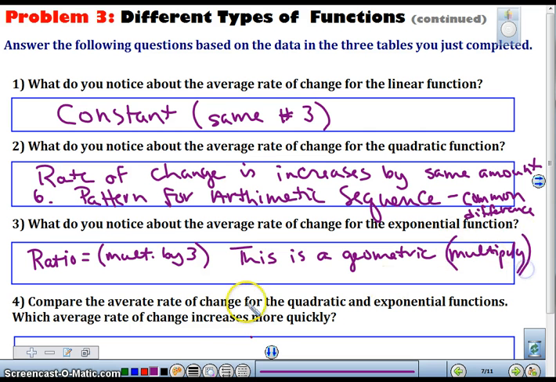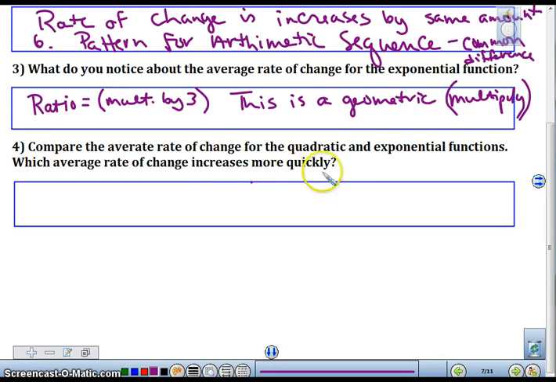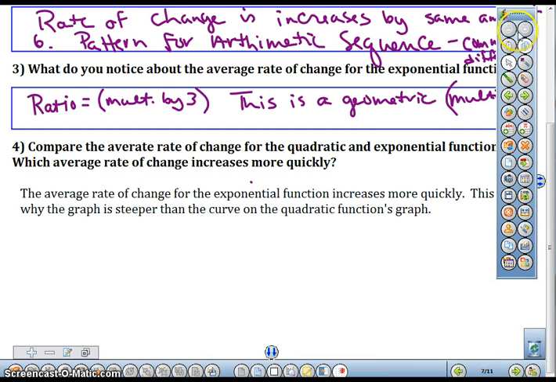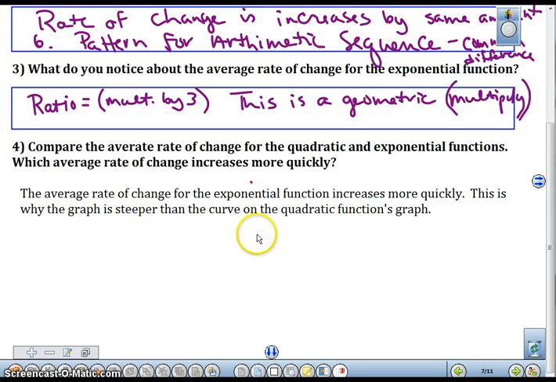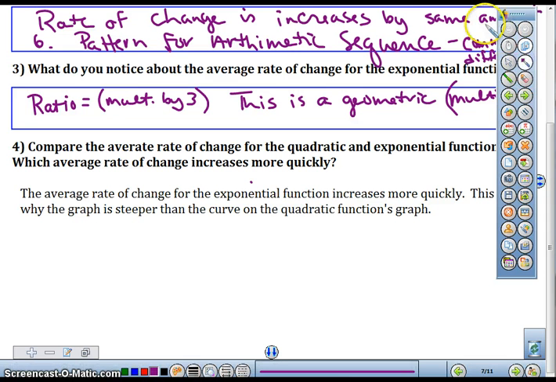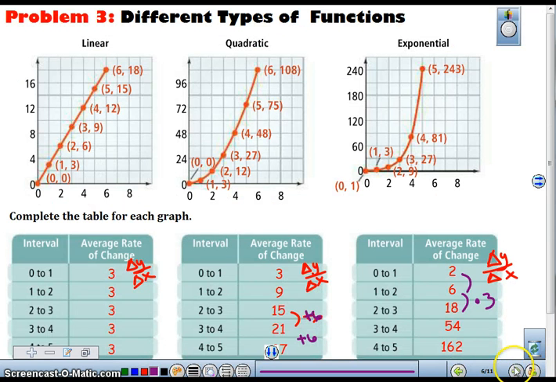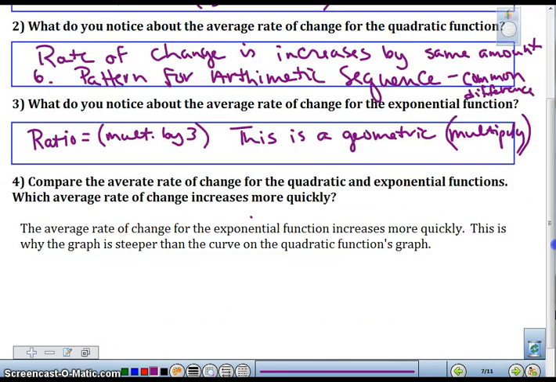And then the last one says to compare the rates of change from the quadratic and the exponential, and the rate of change increases more quickly. I'm just going to move this aside so you can see it, and you can pause the video while I read it. The average rate of change for an exponential function increases more quickly. This is why the graph is steeper than the curve for a quadratic function. As you look back at those tables and graphs in your notes, and as you're writing down this last part, you might need to pause this to see that.